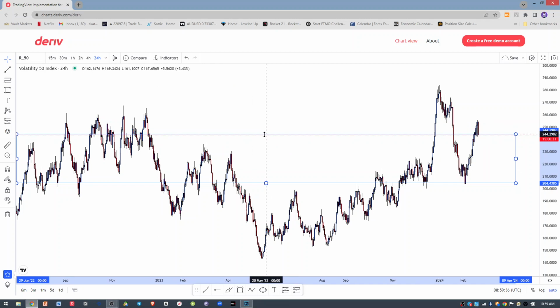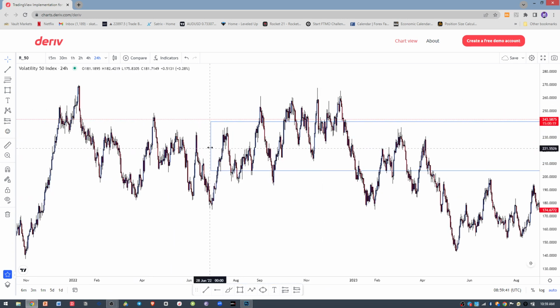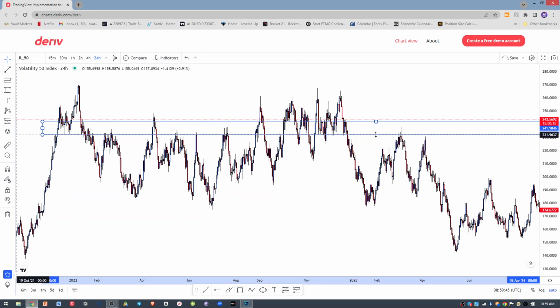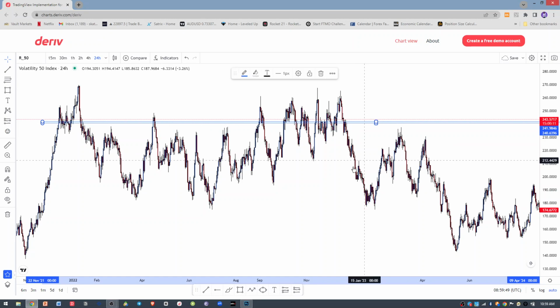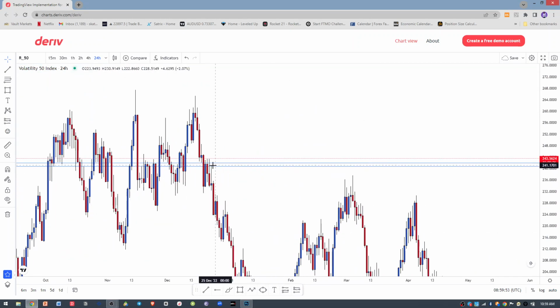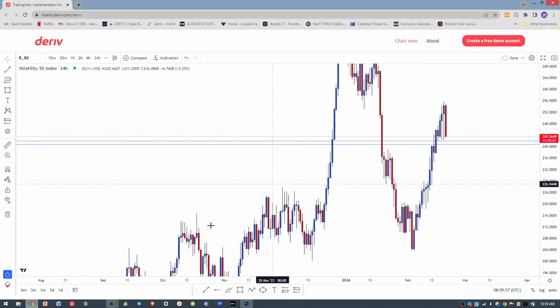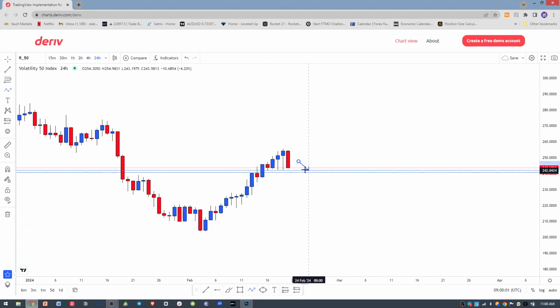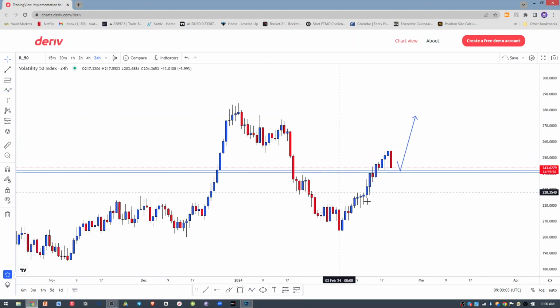Price already passed that zone, this zone. Use it like that. Let me just count it quickly. 1, 2, 3, 4. So yeah, this is the current zone that we're going to wait for price to come into, on our 50 zone. You can see right here, and then we can take it to the upside.